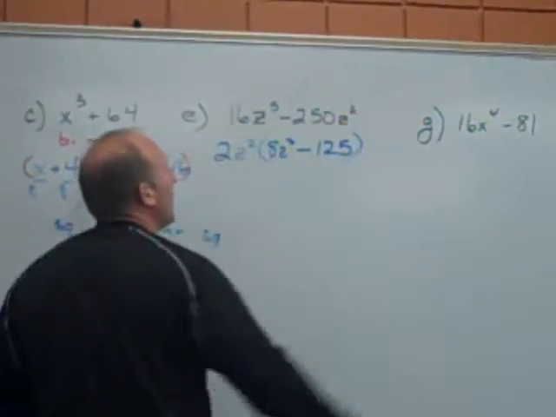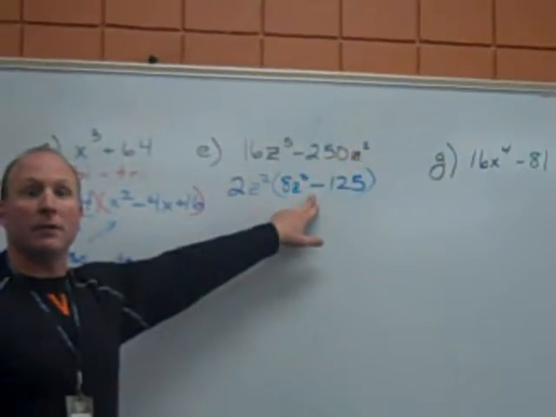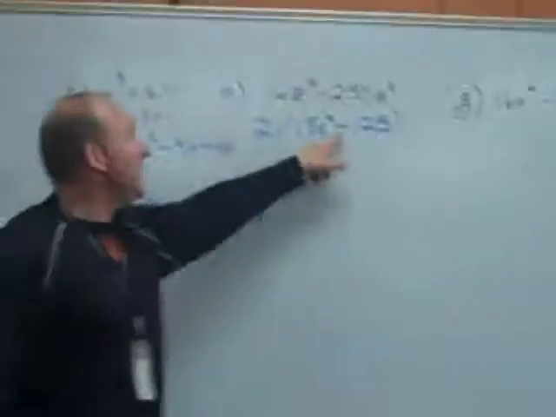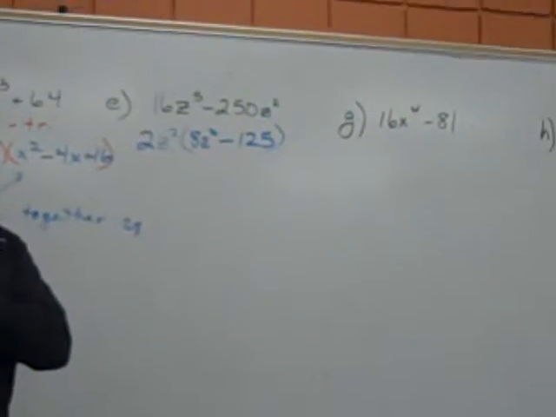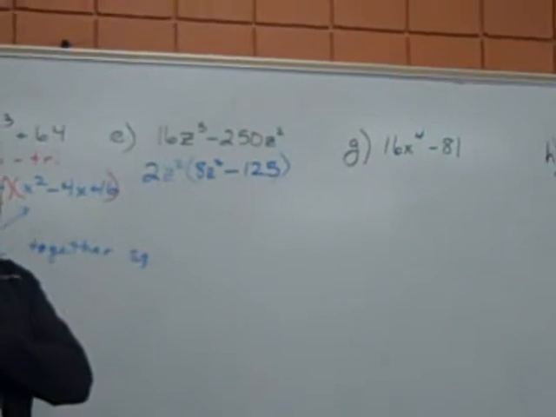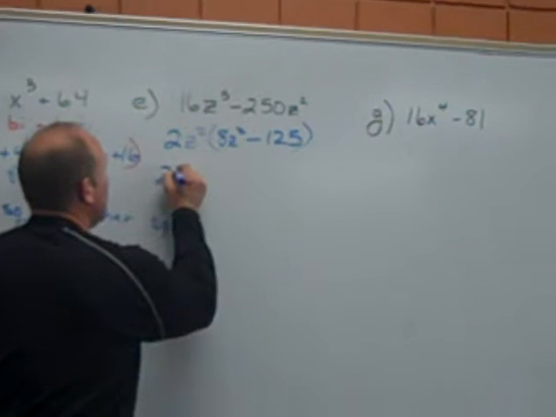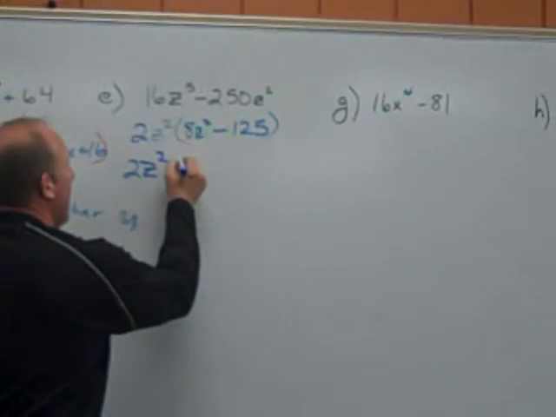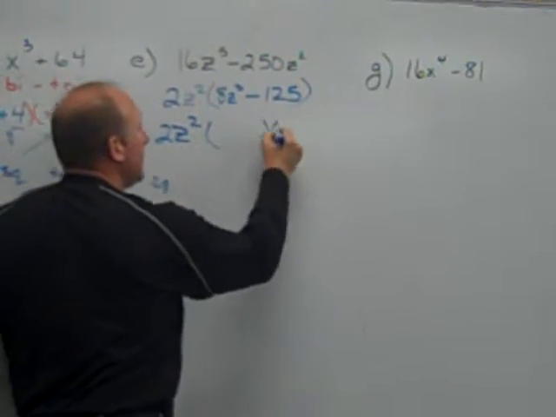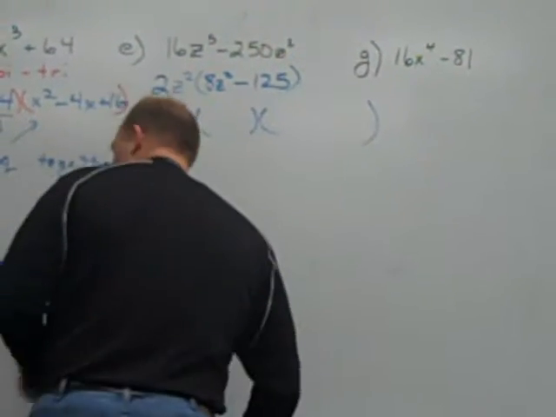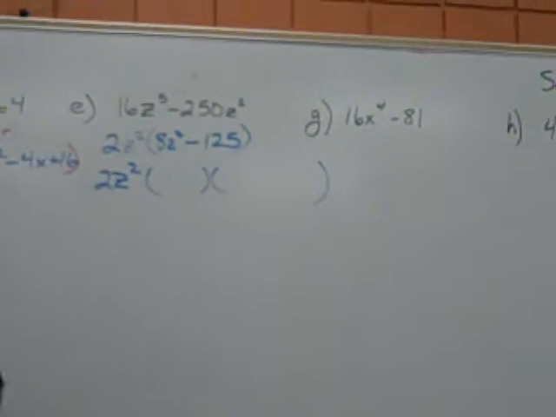Now, how many terms are in here? 2 terms. Is it a difference of 2 squares? Yes or no? No. Is it a difference of 2 cubes? Yes. So I'm going to rewrite my 2z squared, and it's going to be a binomial, trinomial. It's going to be a 5, binomial, trinomial. Get that out of the way.